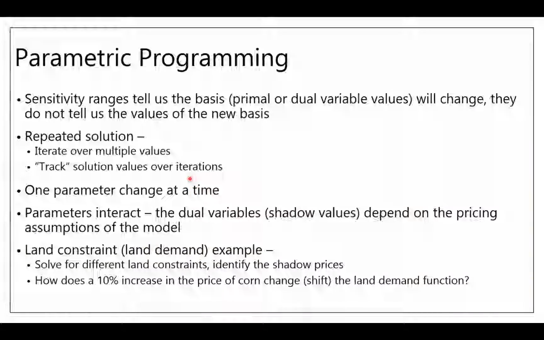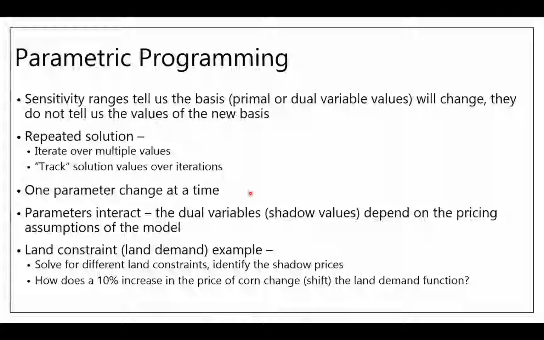Okay, so this is mostly what I talked about. These ranges only give us partial information. We could do a repeated solution method, iterating over multiple values and then tracking those to come up with a parametric program, a relationship between some endogenous variable and some parameter of the model, like a price and a quantity. Okay.